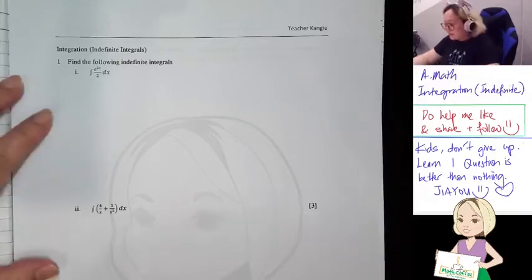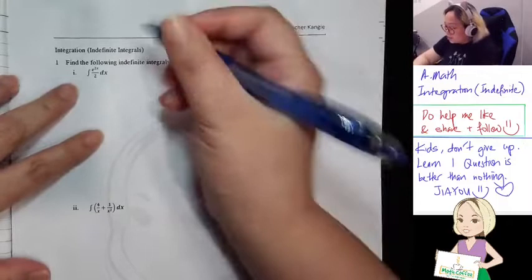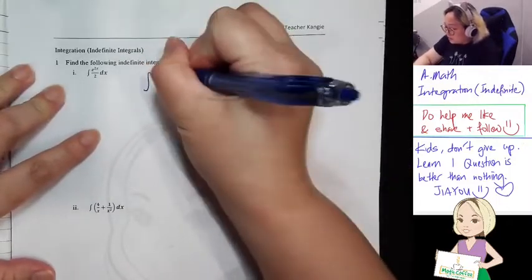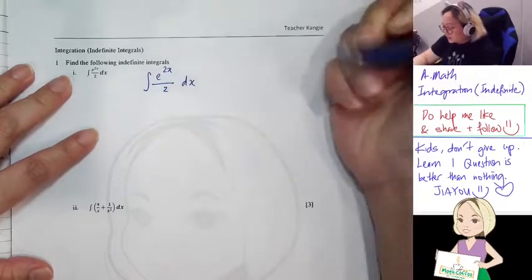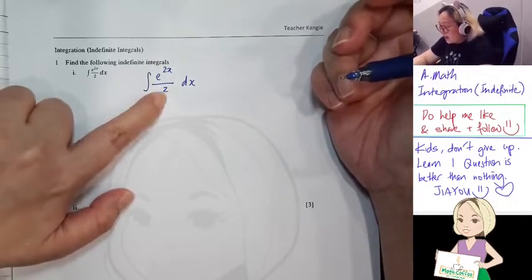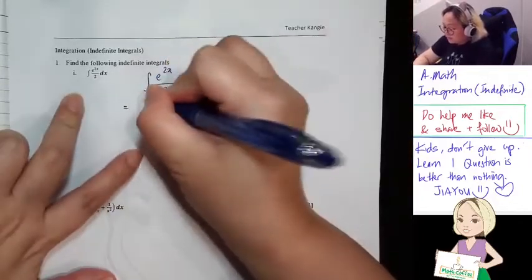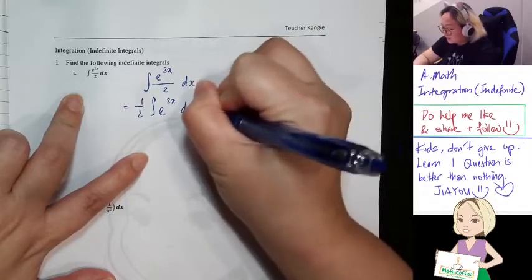Okay, let's start. Find the following indefinite integrals. Over here, integration of e to the power of 2x over 2 dx. What I'm going to do is take out the half, put the constant outside. So half, integrate e to the power of 2x dx.